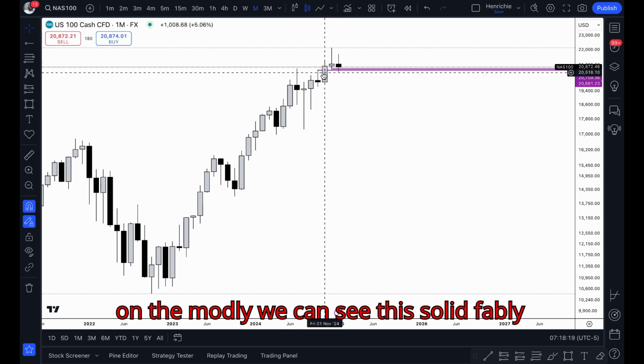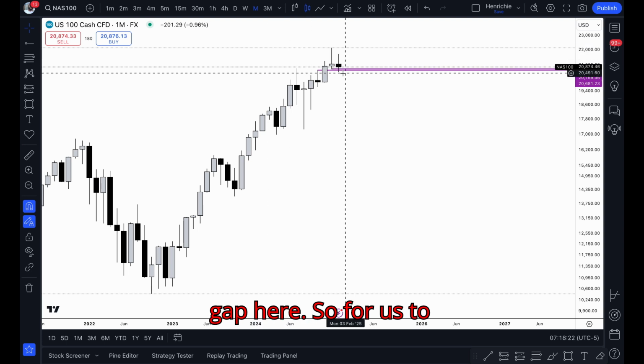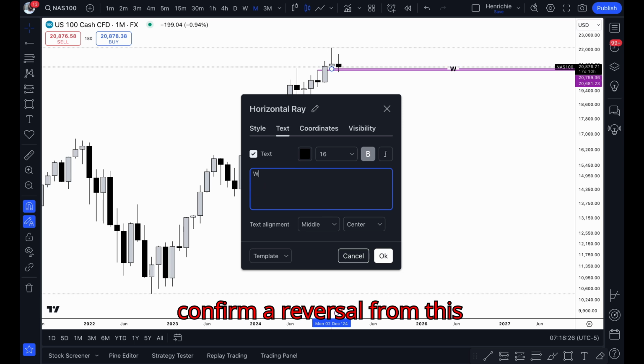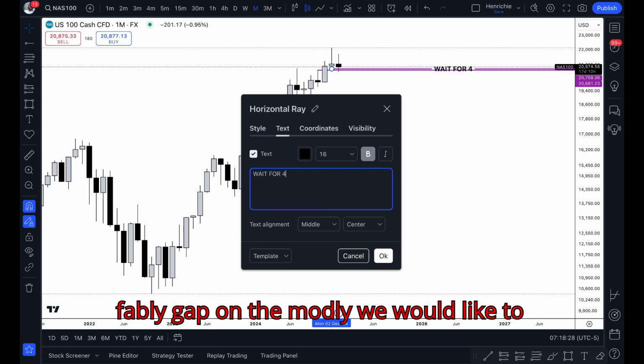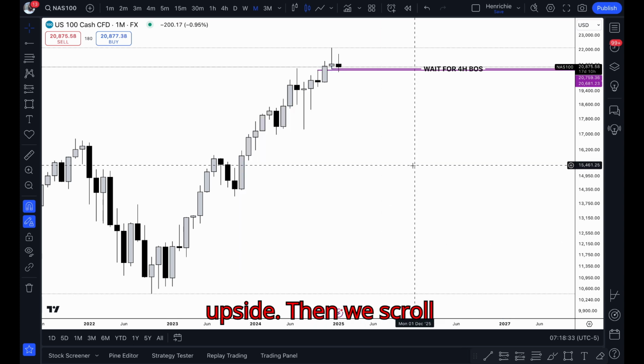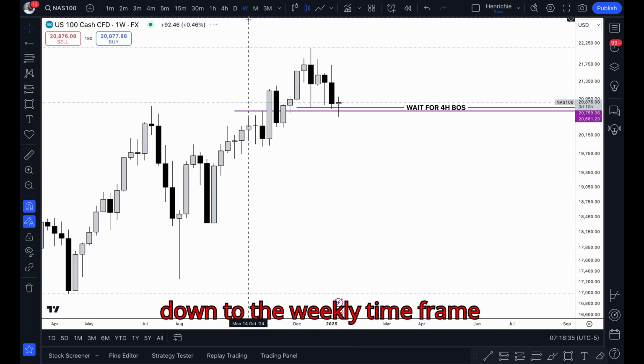And on the monthly, we can see this solid fair value gap here. So for us to confirm a reversal from this fair value gap on the monthly, we would like to see a 4-hour break of structure to the upside. Then we scroll down to the weekly time frame.